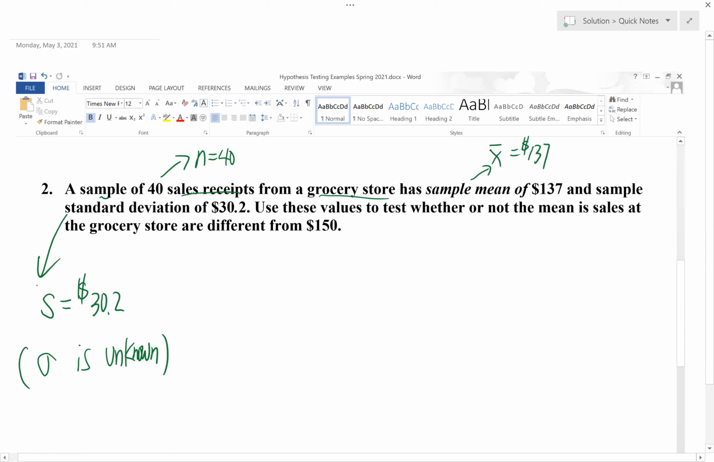This being said, meaning sigma is unknown here. If you are given the sample standard deviation, then the population standard deviation is unknown. Then we know that we're going to use the t distribution. So the indication is pretty straightforward. You just look for the population standard deviation. If it is included in the question, then we use the z table, I mean the normal distribution. And if sigma is unknown, if they're giving you the sample standard deviation, then we know that we're going to use the t distribution for sure.